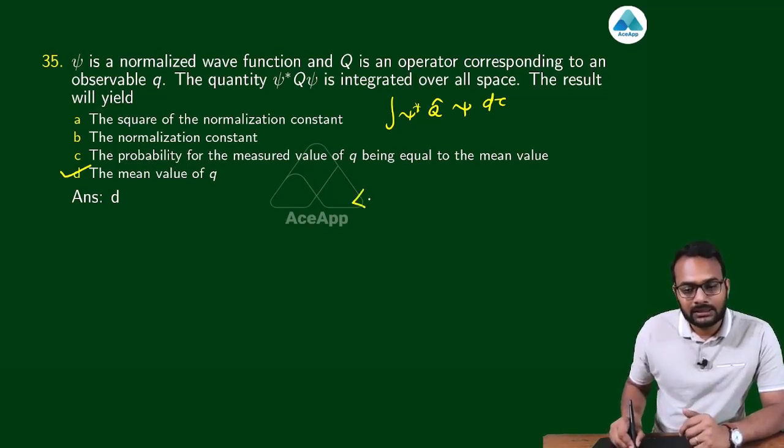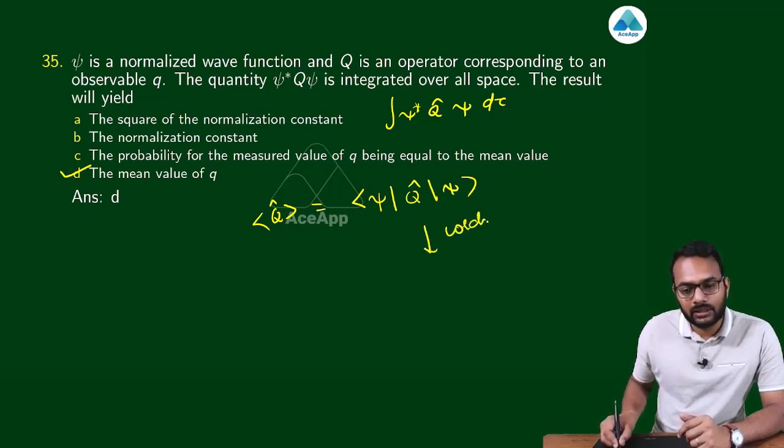That is our standard operator and expectation value. Q is the operator, and this is the expectation value, in the coordinate basis.